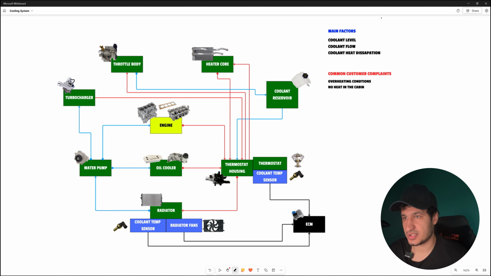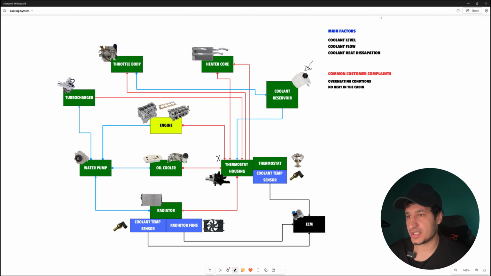So we start here with the coolant reservoir. This is where you would add your coolant to start filling up your system. The blue lines are going to be cold coolant, and the red lines are going to be hot coolant circulating through the system. So cold coolant will come here, and then it's going to start at the thermostat housing. This is where the party starts.